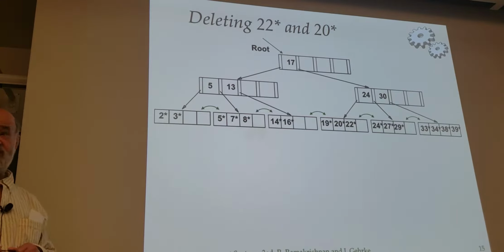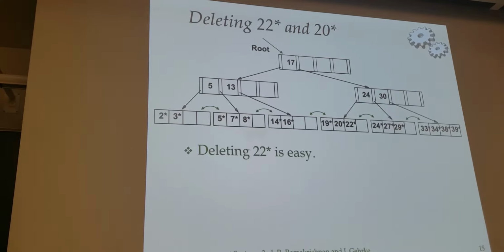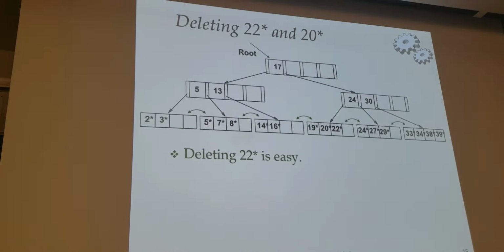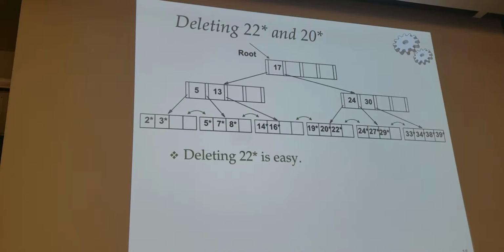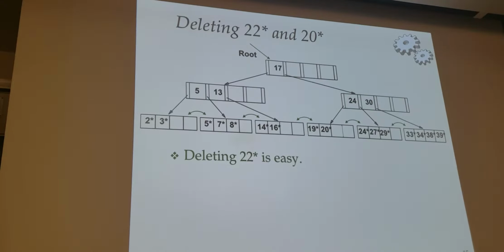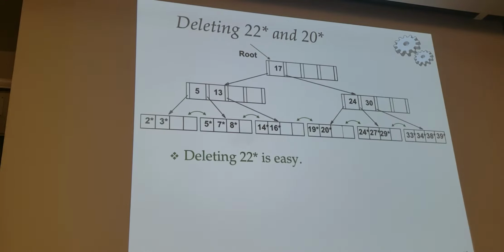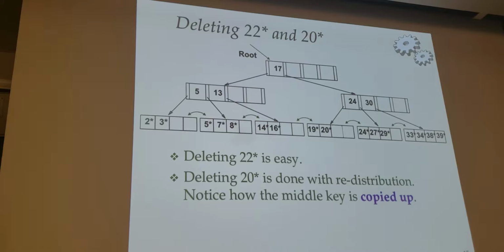Suppose that we delete the entries corresponding to 22. Deleting 22 is easy. This is the nice case. Don't worry, we're not just going to stay with nice cases. Deleting the 22 is pretty darn simple because it's still more than half full. When I get rid of the 22, bang, 22 became invisible all of a sudden, not an issue. But now let's suppose that we delete 20, the entries corresponding to 20.